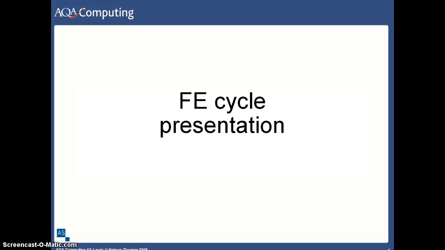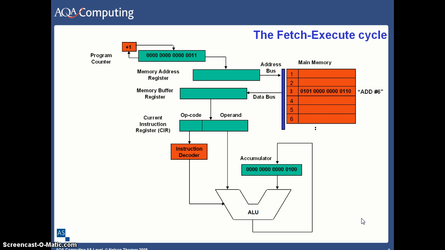This video focuses on the fetch execute cycle, which is a fundamental part of how instructions are executed inside the computer. This diagram represents the different parts of the processor and what is attached to the processor. We've got a series of registers here. One of these is called the program counter, with the acronym PC.